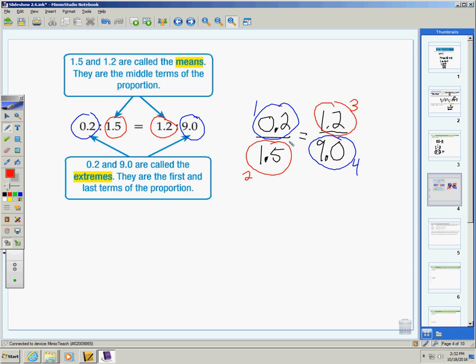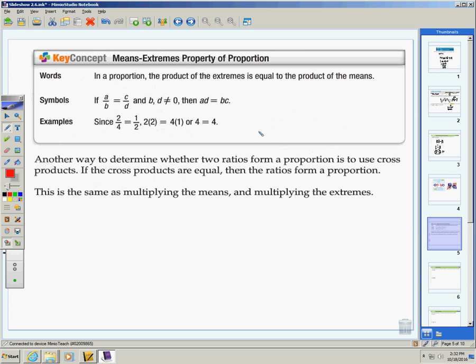Okay. What we use this terminology for, means and extremes, is that whenever we have a proportion, the product of the extremes is equal to the product of the means. So if I had A over B equals C over D, what I can do is cross multiply and then set the things equal to each other. A times D equals B times C.